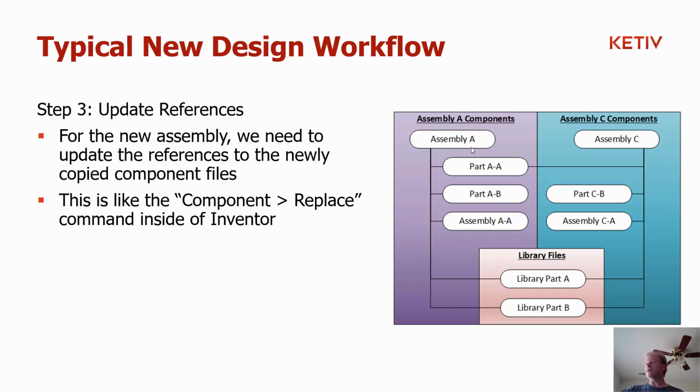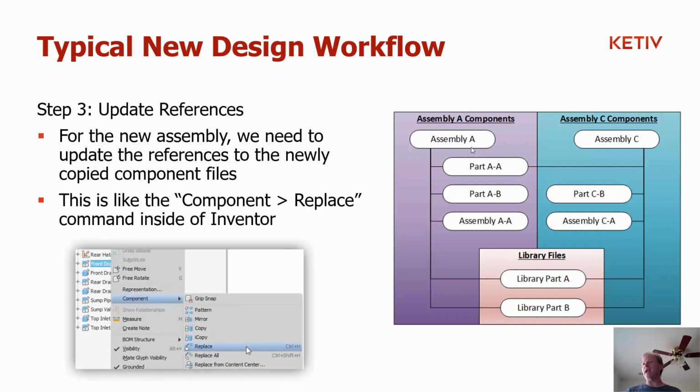Now, more than likely, the library files are going to stay the same. You know, in assembly C, you might want to change some of the library files it's referencing, but you get the point. Now, this workflow of changing the reference from part AB to part CB or assembly AA to assembly CA is really just a component replace inside of Inventor.